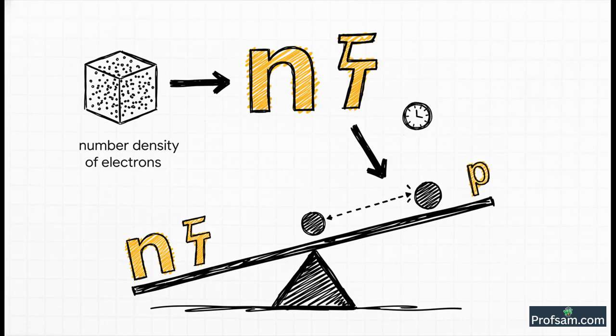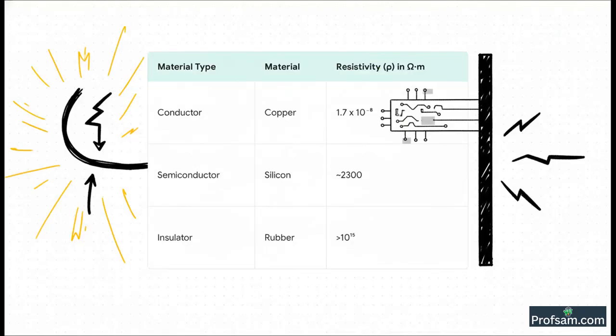Now look very carefully, bachcho. Both n and tau are in the denominator. That means if the number of electrons n is very big, or the free time tau is very long, then the resistivity rho will be very small. And this table just brilliantly shows the difference. Just look at the numbers on this table. Look at copper. Its resistivity is just 1.7 times 10 to the power of -8 ohm meters.